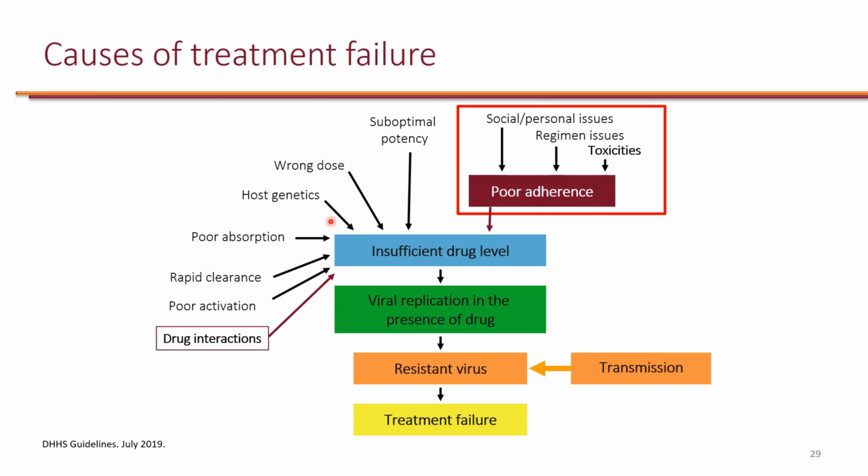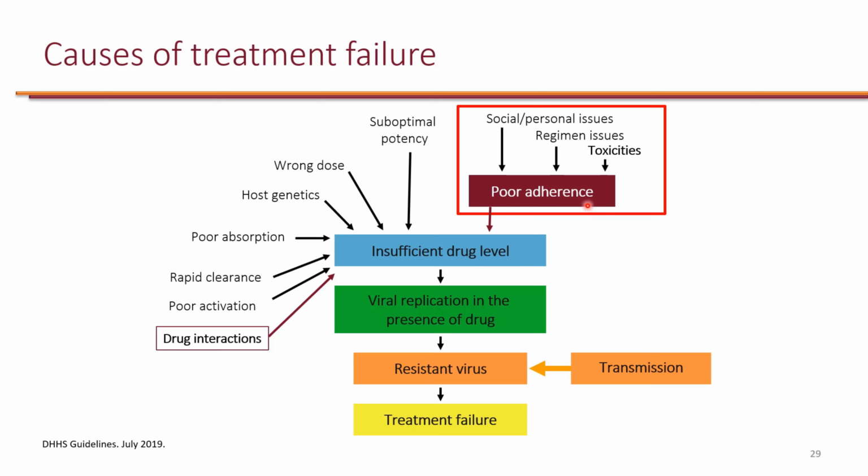And of course, there are some things that are out of your control, like host genetics. And sometimes the wrong dose may be given to the patient. So as pharmacists, we can ensure that the right dose is given. And historically, suboptimal potency of drugs was leading to some of this resistant virus. Nowadays, the drugs are very potent, so we don't really have that issue anymore. And of course, the biggest thing that results in insufficient drug level that we can intervene with is poor adherence.